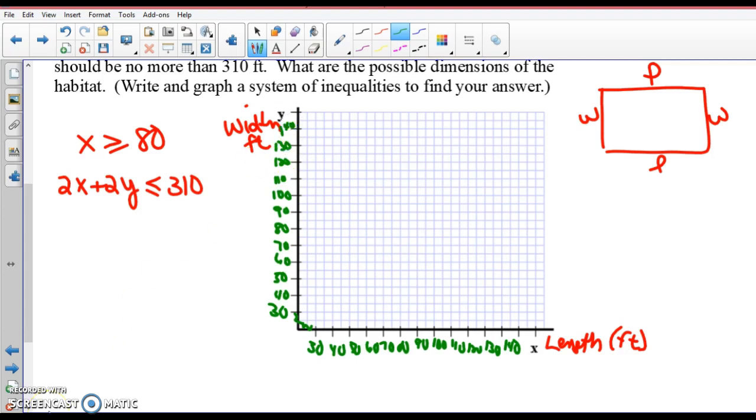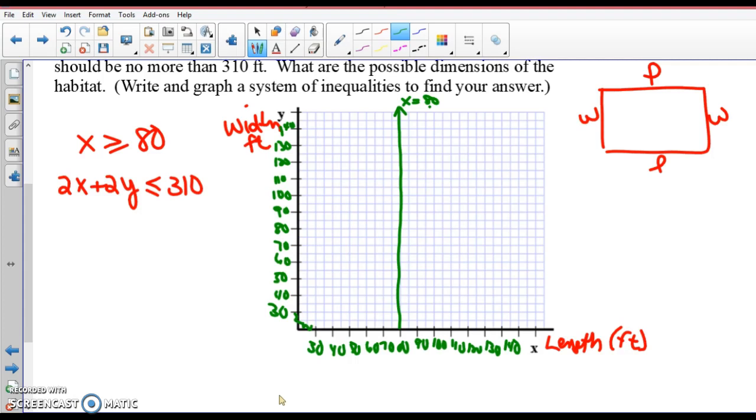Okay, so I'm going to graph this first line in green. What does the line x equals 80 look like? What kind of line is that, Emma? It is a solid. It's going to be solid because it's equal to. It is a vertical line through 80. So I'm going to go to 80, and I'm going to draw a solid vertical line, and I'm going to label that x equals 80. I'm labeling it right away.